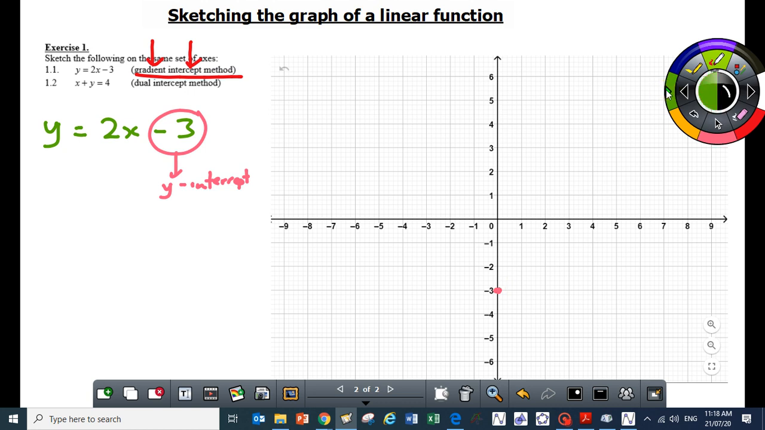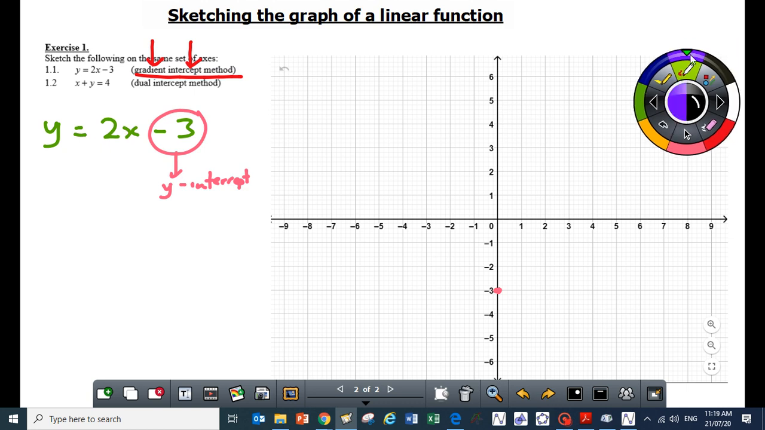Then, this 2, this one here, okay, let me use a different color. This 2, what it means is that for every 2 steps you make going up, you are going to make 1 step in a horizontal direction. So you make 2 steps in a vertical direction and then 1 step in a horizontal direction.